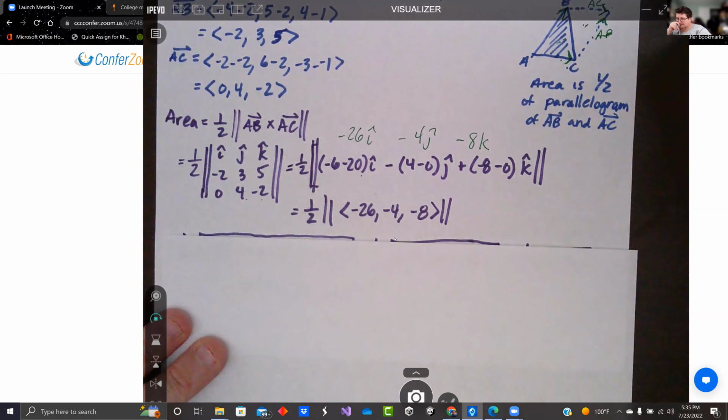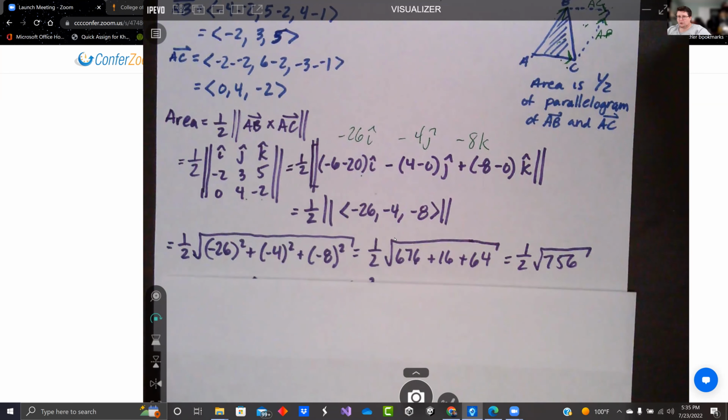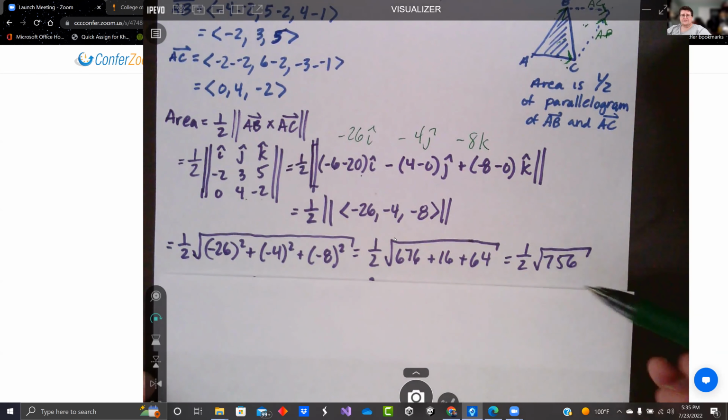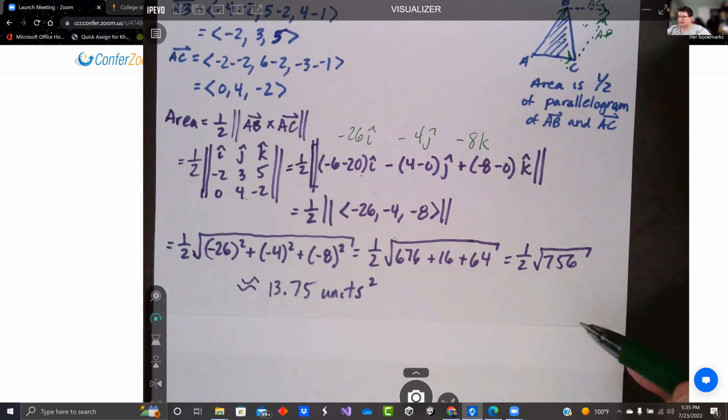That's a vector. That doesn't give us an area. We need to take the norm of that vector. So negative 26, negative 4, negative 8, we take the norm. I've got negative 26 squared, negative 4 squared, negative 8 squared: 676, 16, and 64. They add up to 756. We still have the 1/2 out front. When you calculate it, this is approximately 13.75 units.